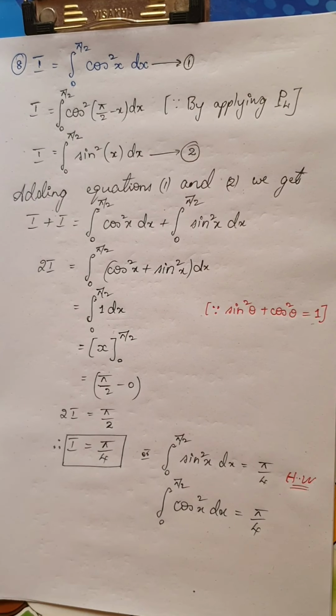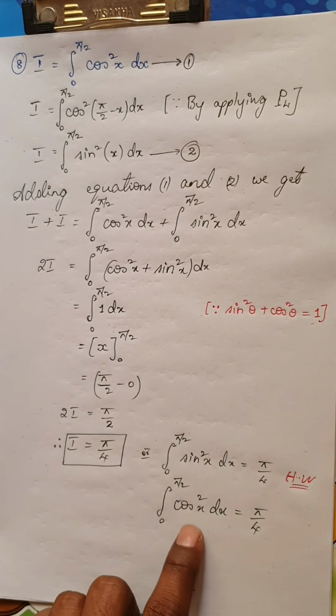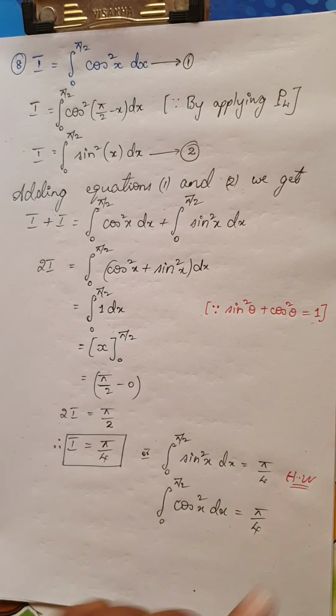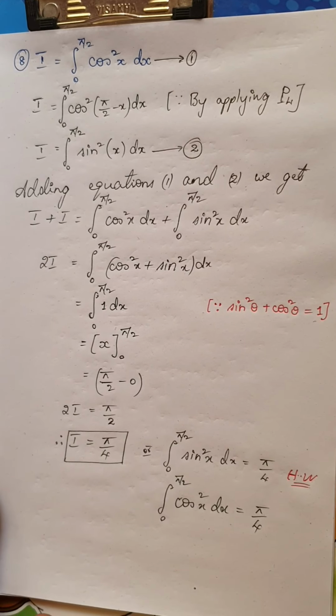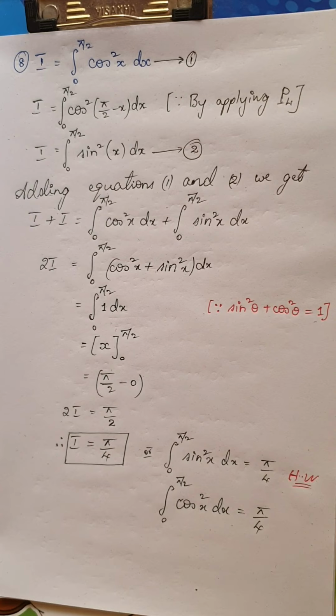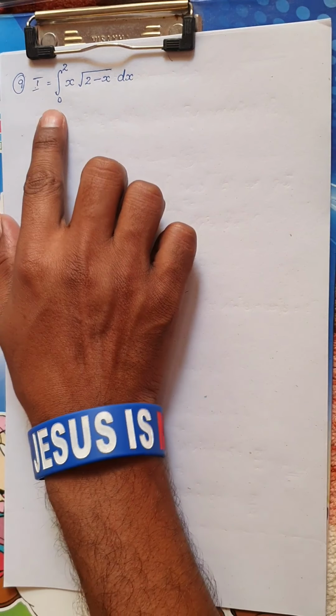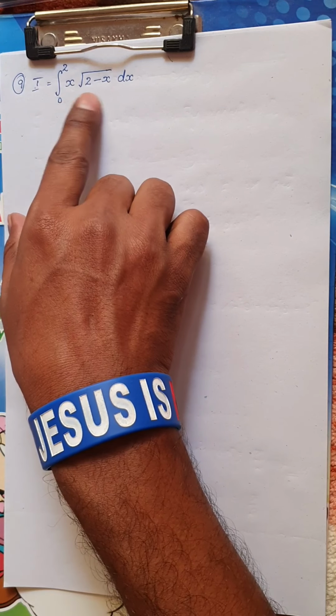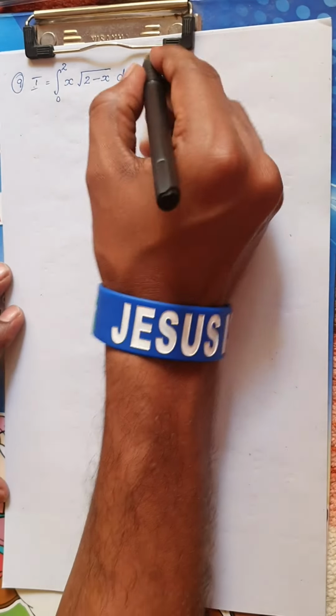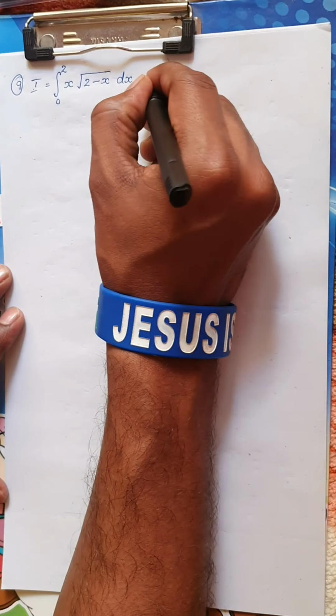So we have proved this result now: the integral of 0 to pi by 2 of cos square x dx is nothing but pi by 4. Moving on to the next question. A question which is eligible to be asked along with this property is the integral from 0 to 2 of x into root of 2 minus x dx. Let me take it as equation 1.